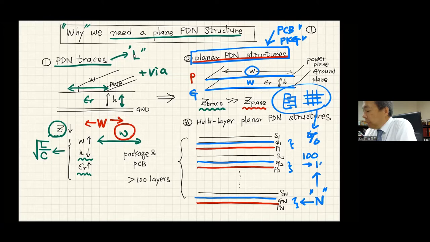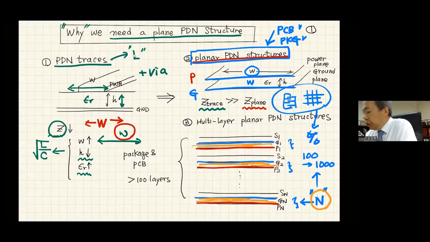Probably in the future, the number could be more than 1,000. So vertical integration of planar PDN structures will be significantly increased in the future. Already right now, it has very high numbers. Between power and ground plane, we're going to have high dielectric material and very thin. That will help to reduce the impedance.